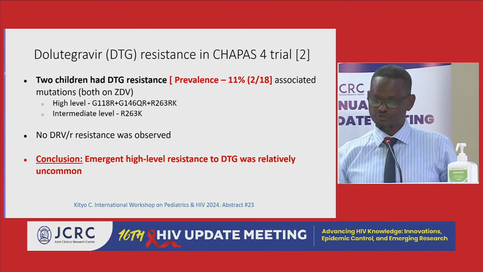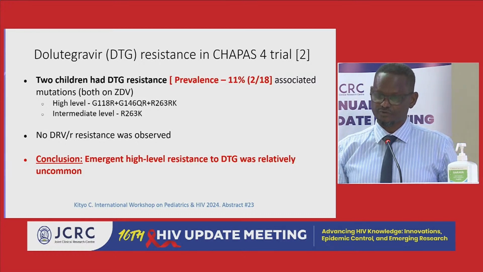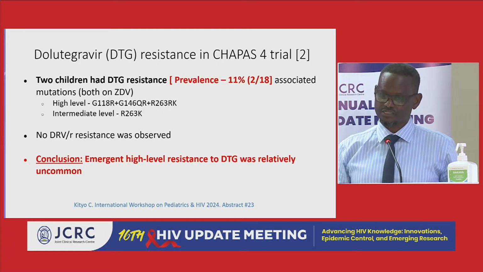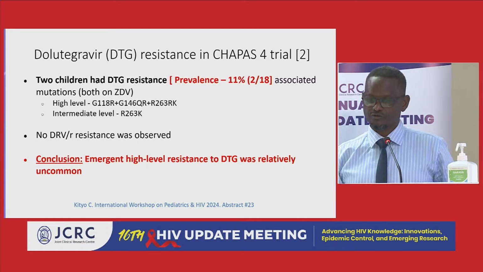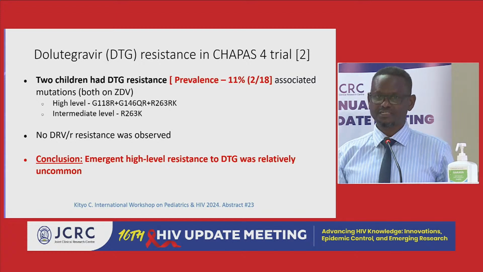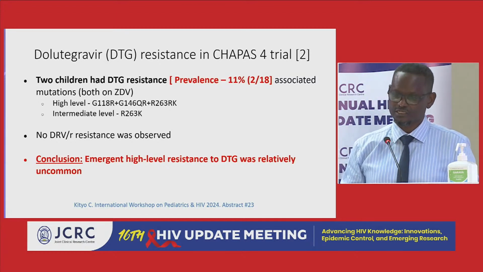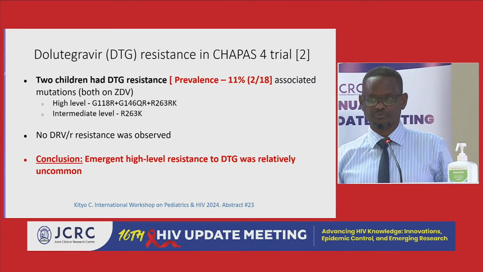Both of these 2 children were on zidovudine. One of the children had high level resistance and the other had intermediate level resistance, meaning at least one child needed to be switched. But on a good note, no darunavir-ritonavir resistance was observed. So what we saw here is that, comparatively, at least relative to the cohort data, high level resistance to DTG was relatively uncommon within the CHAPAS 4 trial.